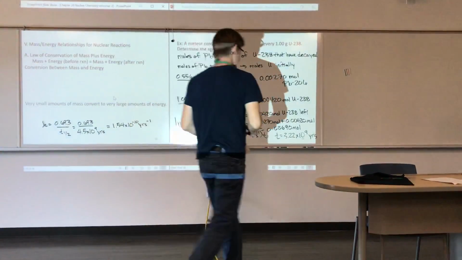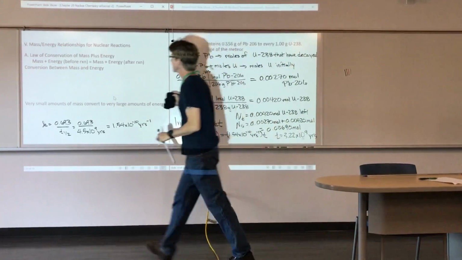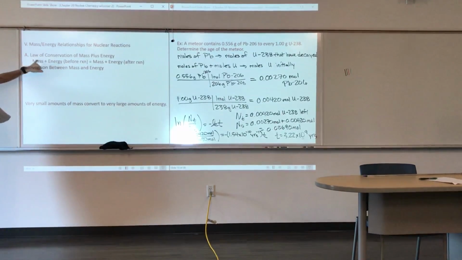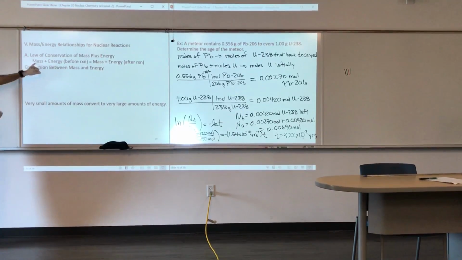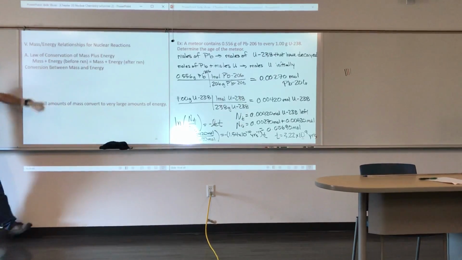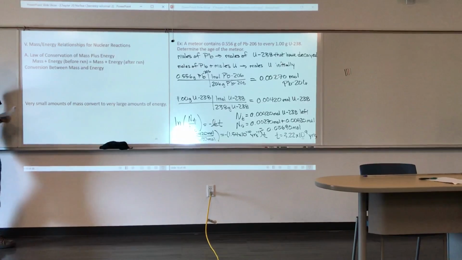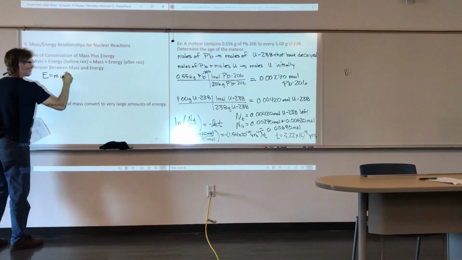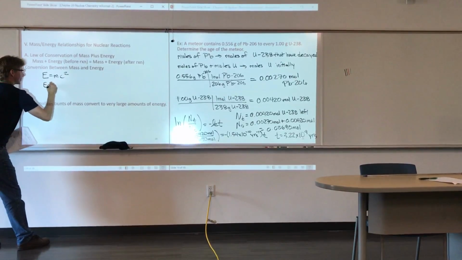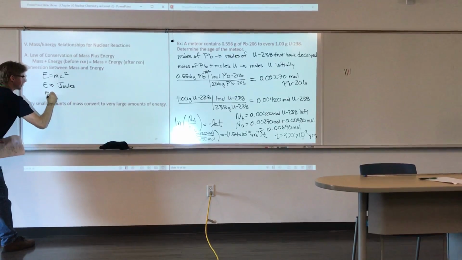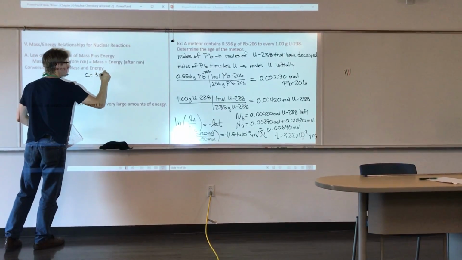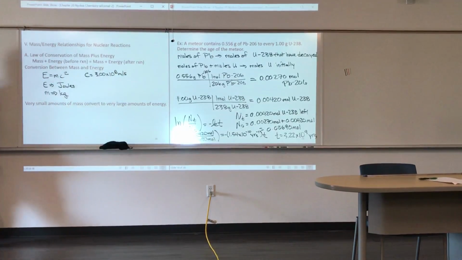Two, mass-energy relationships. And we covered this a little bit last time, law of conservation of mass plus energy. So mass plus energy before reaction equals mass plus energy after reaction. This is a statement that mass plus energy is conserved. We gave the equation last time, I'll give it again. Energy equals mc squared, where energy is in joules. Mass must be in kilograms, and C is the speed of light, the speed of all electromagnetic radiation.